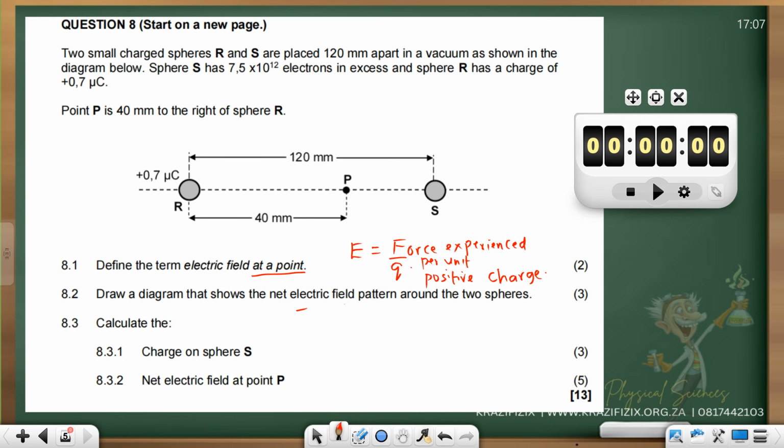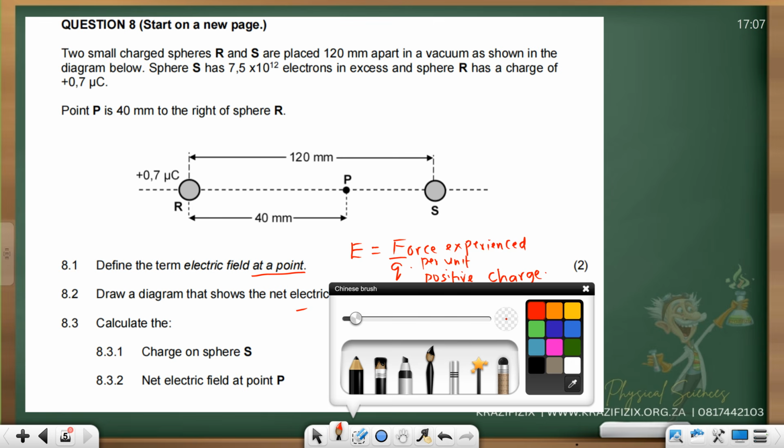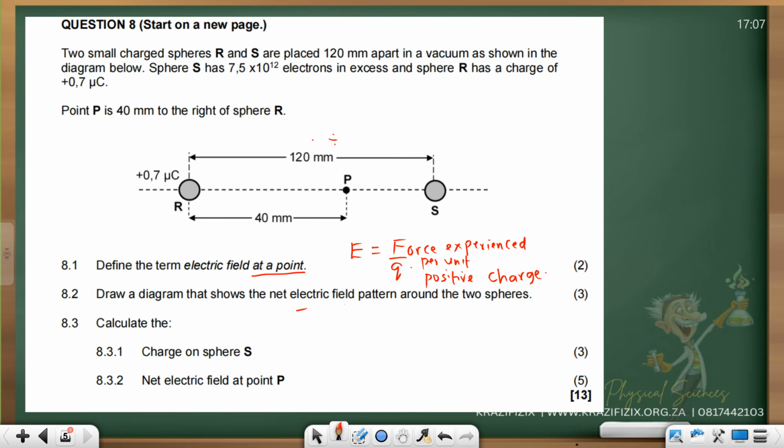Okay, guys, let's see what this question is all about. Two small sphere charges R and S are placed 120 millimeters apart. That's a problem for me. Divide by 1,000. Please always remember we divide by 1,000. In the vacuum as shown in the diagram below, sphere S has 7,5 times 10 to the power 12 electrons in excess, and R has a charge of that.